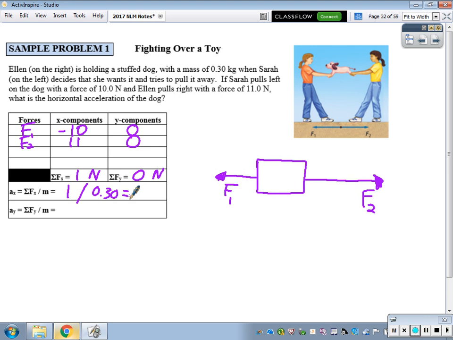Carly, what do you get? 3.33, and this is acceleration, so it would be meters per second squared. And actually, 3.333 meters per second squared.